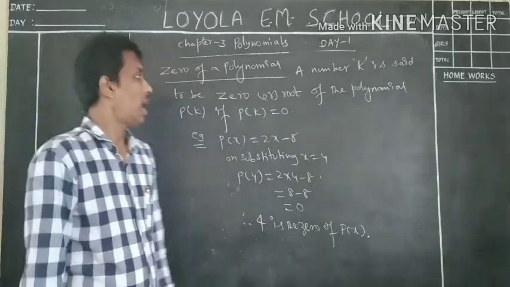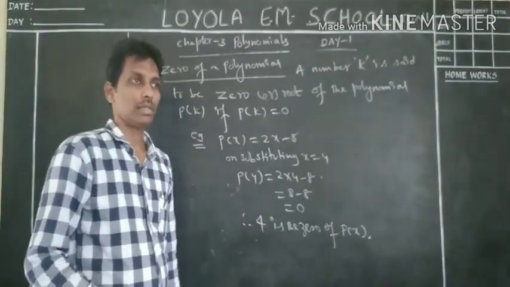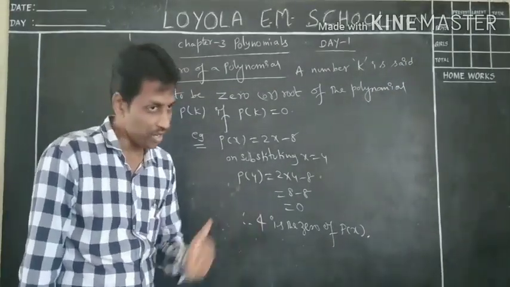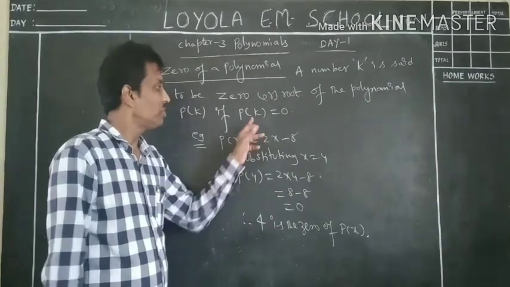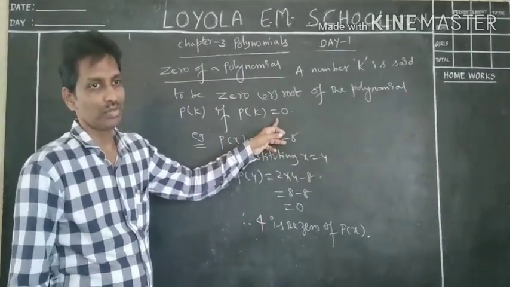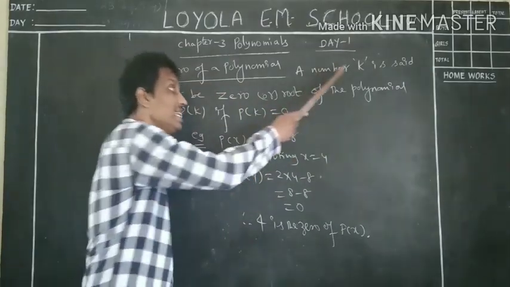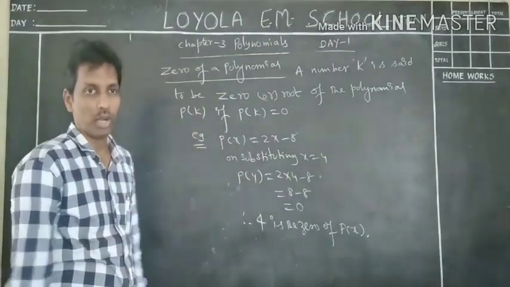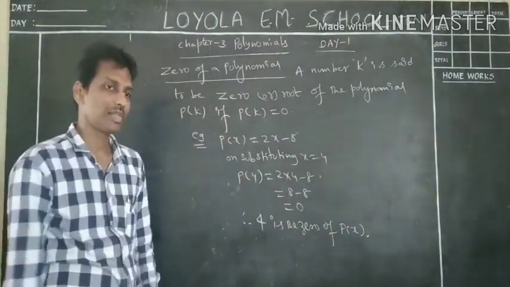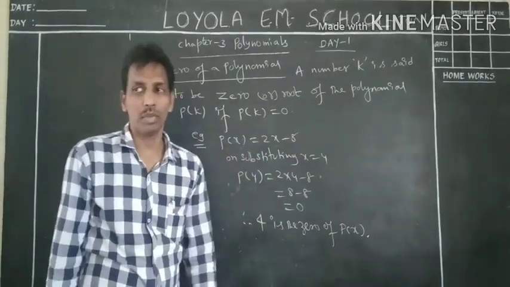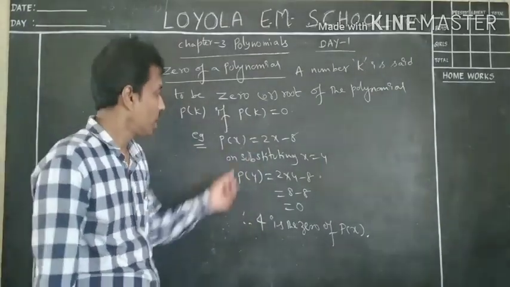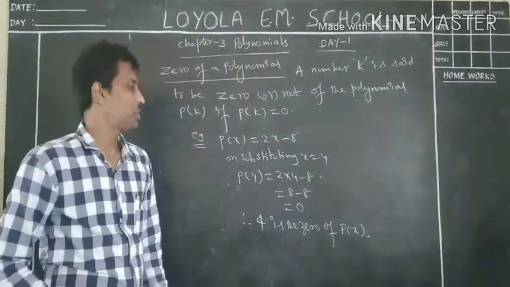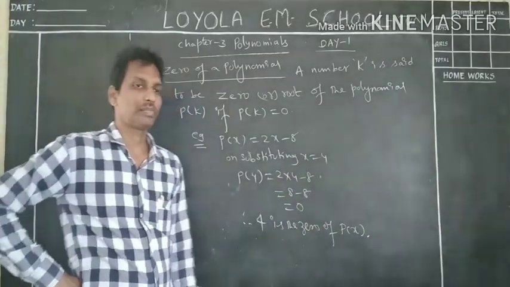You know very well, on substituting x is equal to k in p of x, the polynomial p of x changes as p of k. Then if the value of p of k equals 0, then k is said to be the zero or root of the given polynomial. Here one example is given. We took only one linear polynomial. Its degree is 1. p of x is equal to 2x minus 8. On substituting x is equal to 4.